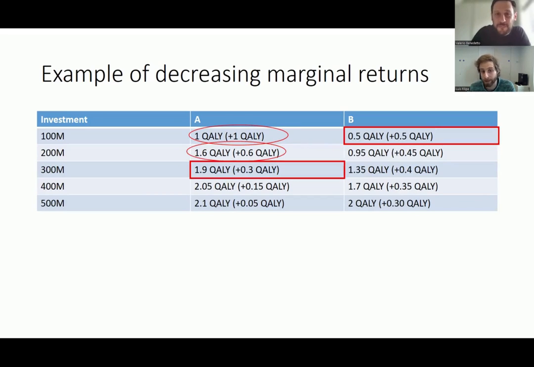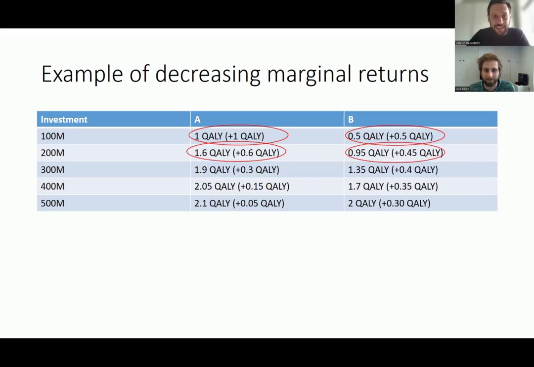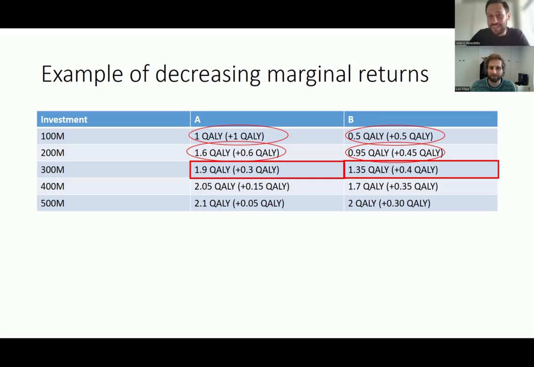So now the next one, if you put in A again, you get only 0.3, which is now lower than the first investment in B, which is 0.5. So you are going to B. And we are comparing 0.3 qualis from A versus 0.45 qualis from B. Clearly, we will go with B. And then again, at the next stage, we are comparing 0.3 qualis from A versus 0.4 qualis from B. And again, we will decide to invest our money in B.